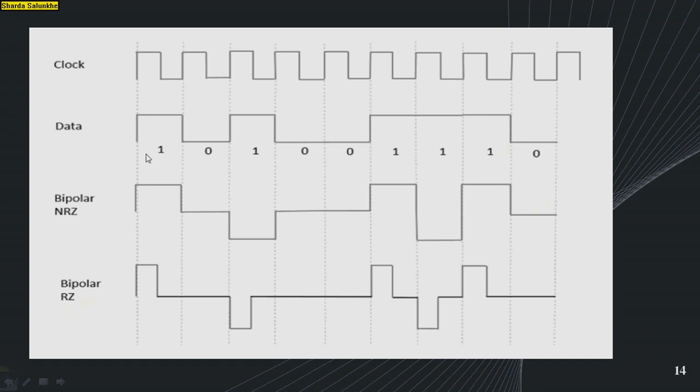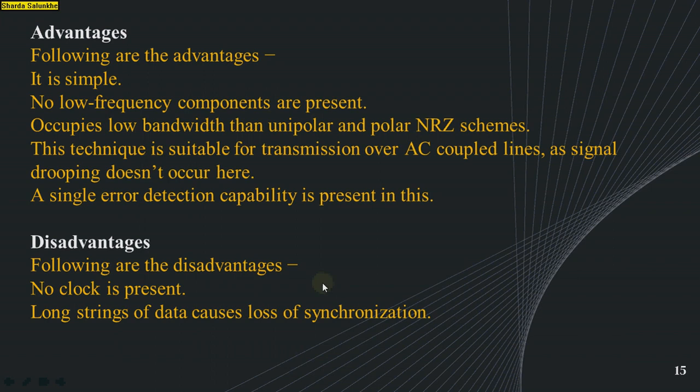And in bipolar RZ, one is represented as a half bit duration pulse and the other half zero. Zero is represented as no pulse. The next one is represented as a negative half bit duration pulse, and zero is represented as zero. So this is the bipolar NRZ and bipolar RZ.